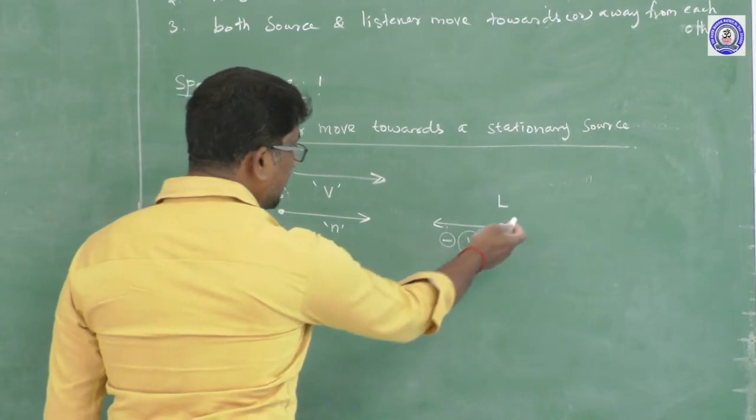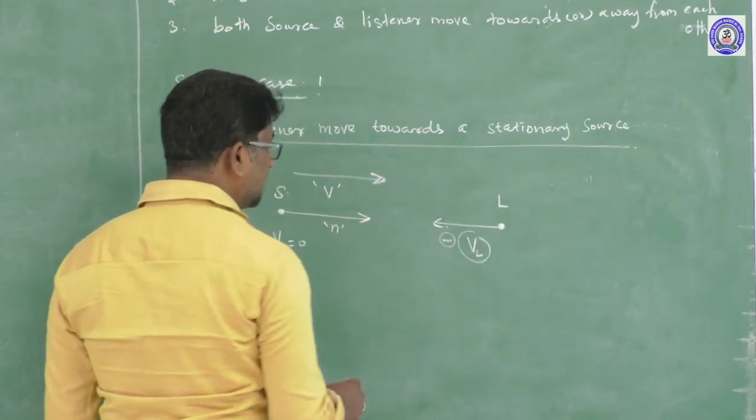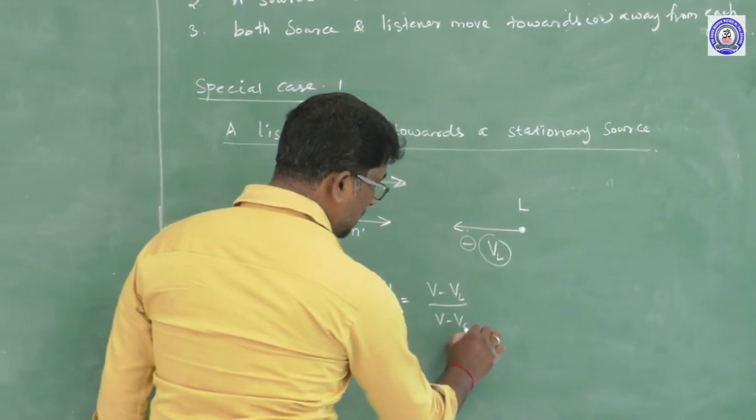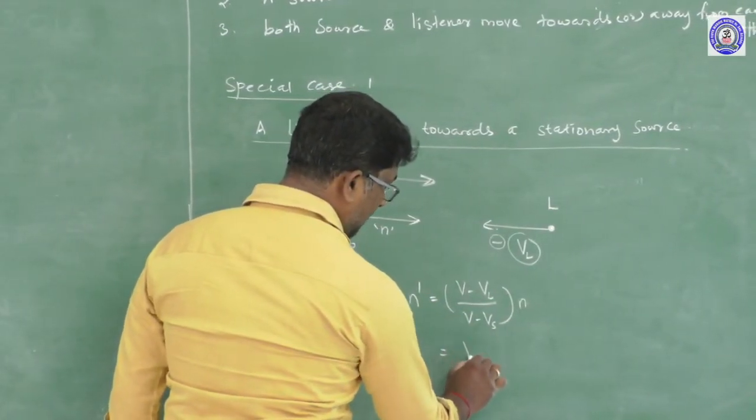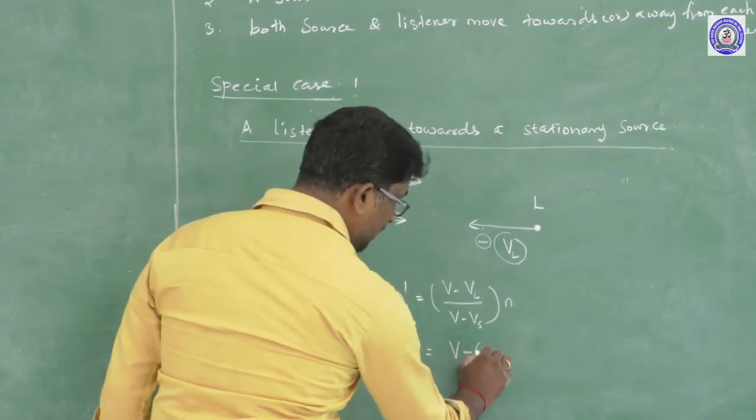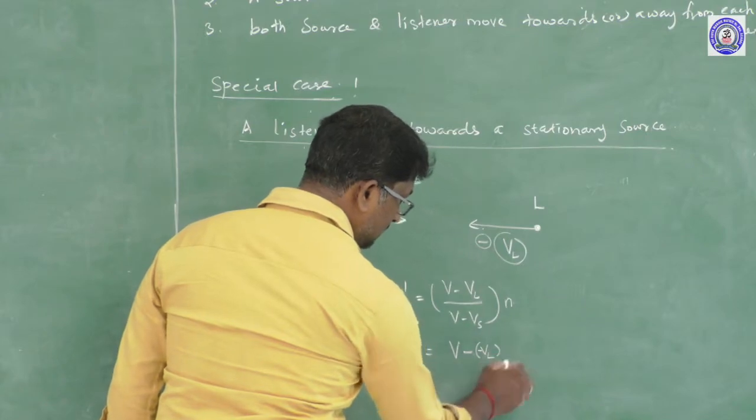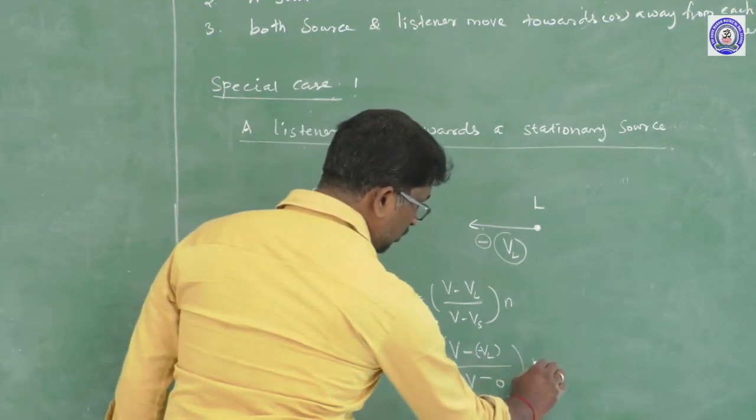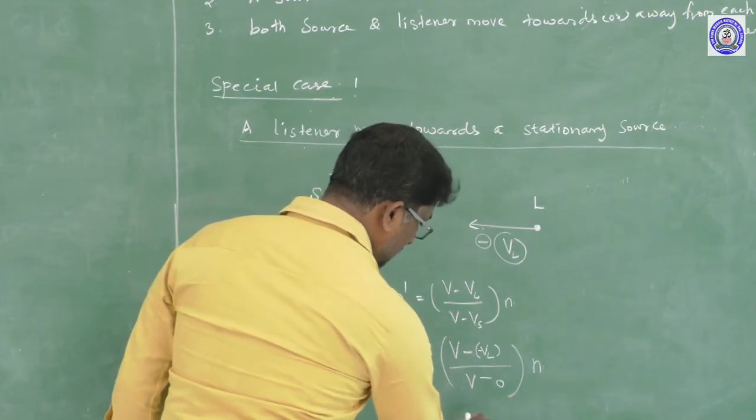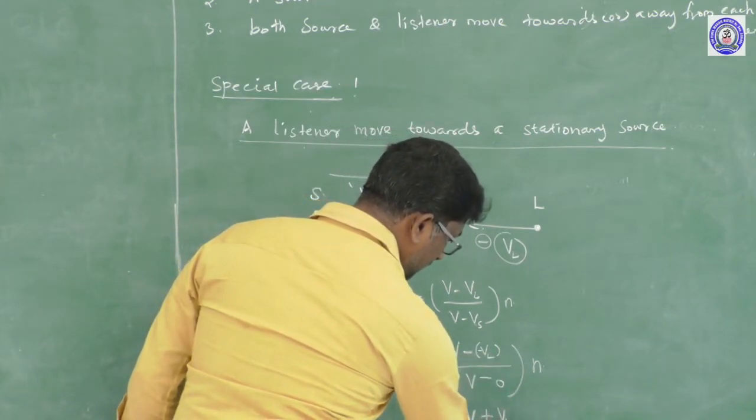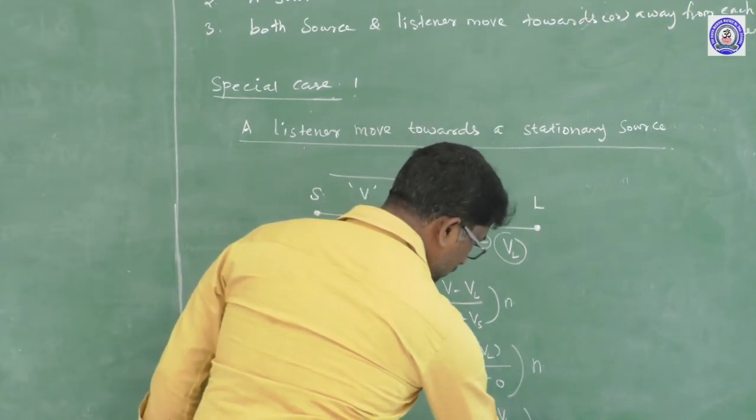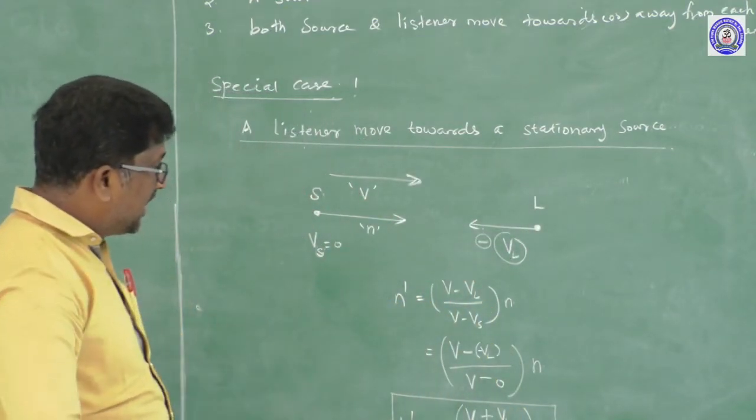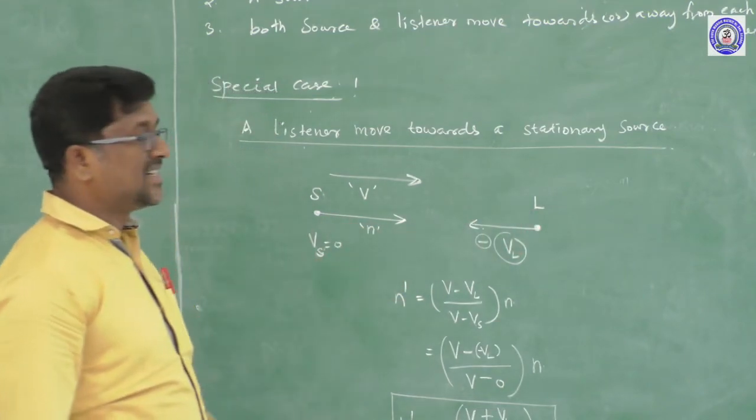Now, the general formula for the apparent frequency of the sound wave heard by the listener is n prime equals (V minus VL) divided by (V minus Vs) into n. Here VL is taken as negative, so minus minus VL becomes plus VL, divided by V minus Vs, where Vs is 0, into the original frequency n. That is n prime equals (V plus VL) divided by V into n. This equation gives the apparent frequency of the sound wave heard by the listener moving towards a stationary source.